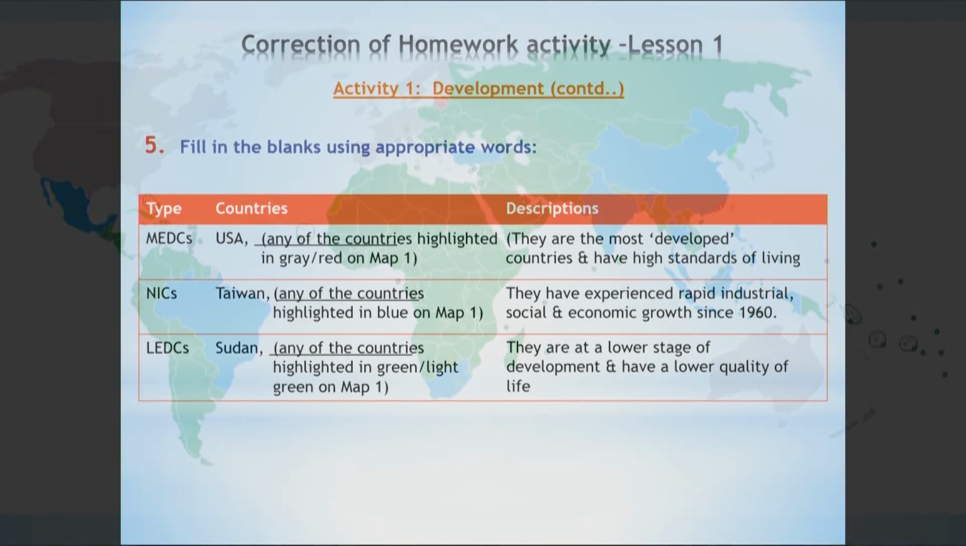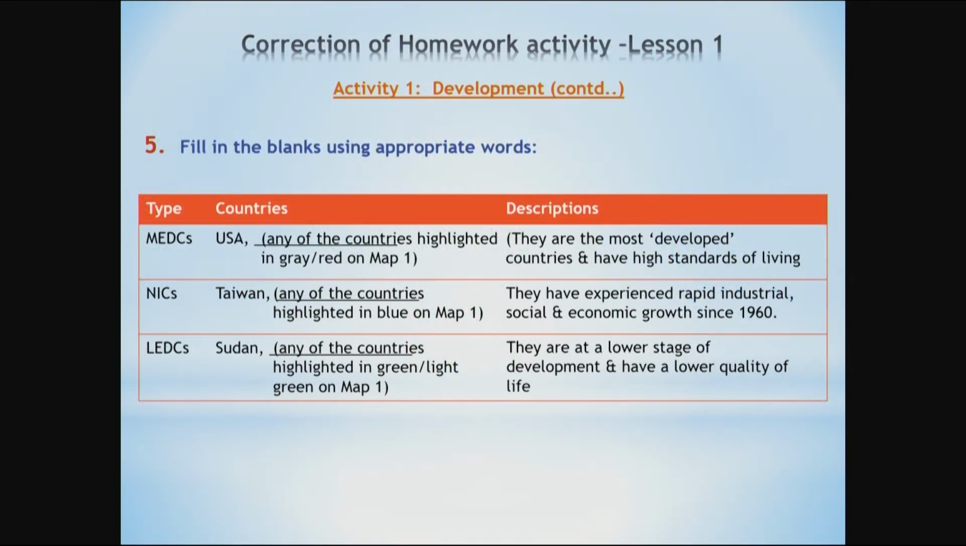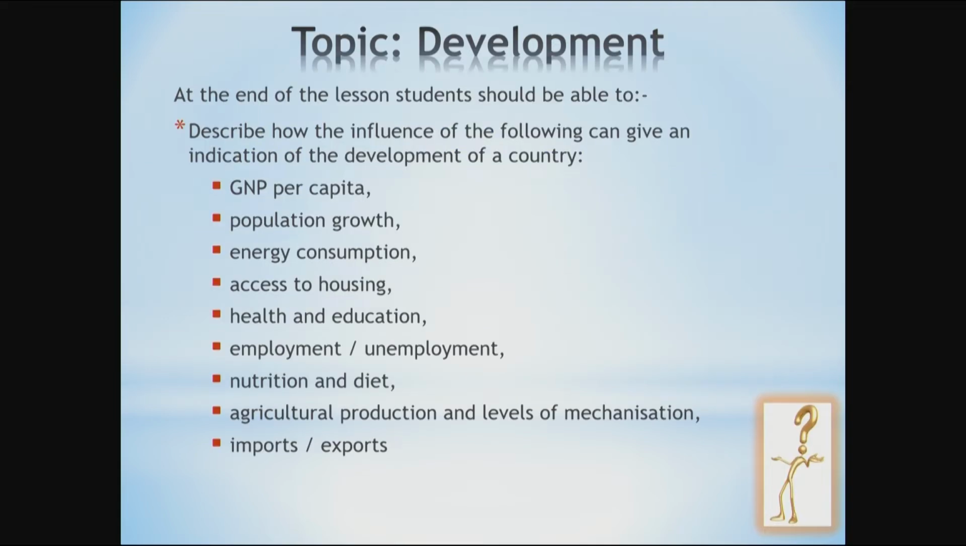So description for LEDCs, they are at a lower stage of development and have a lower quality of life compared to your MEDCs earlier. At the end of this lesson, you should be able to describe how the influence of those factors stated below can give an indication of development of a country. So we are talking about GNP per capita, population growth, energy consumption, access to housing, health and education, employment versus unemployment, nutrition and diet, agricultural products and levels of mechanization, and imports, exports.